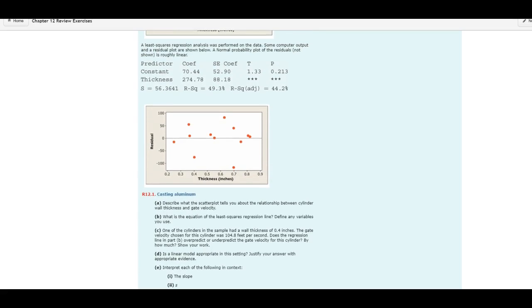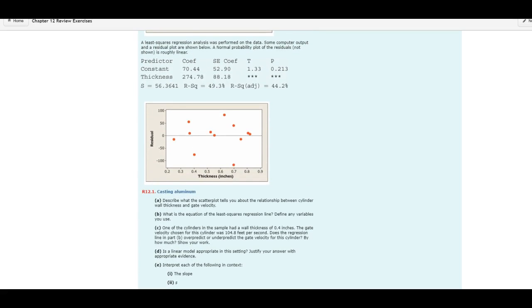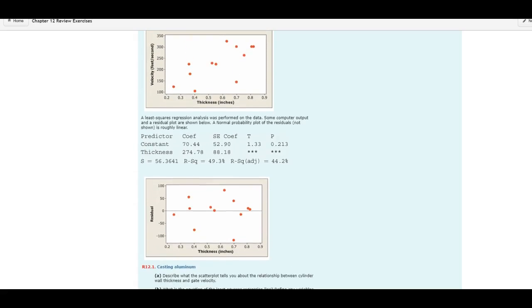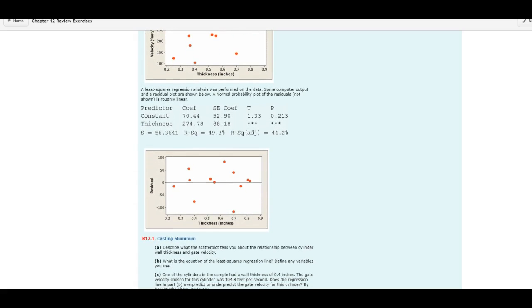Okay, equation of the least squares line. Again, that would be predicted velocity. And that's the thing, when you write that equation, make sure you put the hat over the velocity, like y hat or velocity hat. So if you're writing velocity, you put a hat over top of it, right? Predicted velocity equals. Make sure you differentiate between those two. Is the model appropriate? Let's get rid of this.